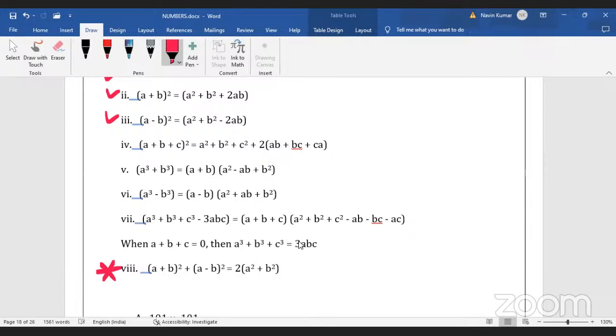(a plus b) whole square plus (a minus b) whole square is equal to 2 into (a square plus b square). And we are going to use all these when we solve questions. Questions will be in the form of simple numbers. I will show you now, but you will have to use the concept of this basic algebra. (a plus b plus c) whole square, a cube plus b cube and a cube minus b cube.